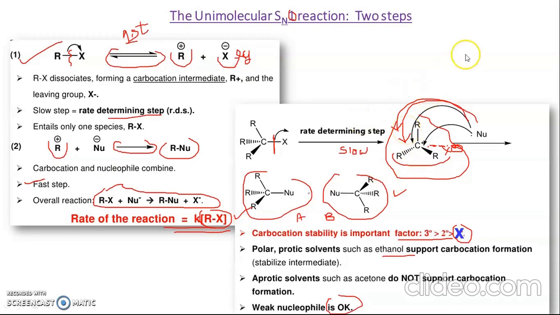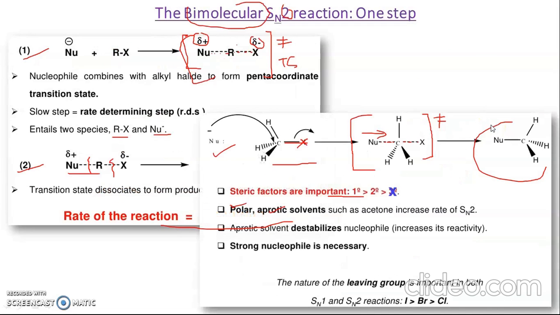where the nucleophile attacks a tri-coordinated species, here it is a penta-coordinated species. So obviously we have to consider the steric factor. As the steric factor is important, 1 degree halide will have the maximum reaction rate, then 2 degree, and for 3 degree there is a cross sign. So mostly it doesn't take part in the SN2 reaction.